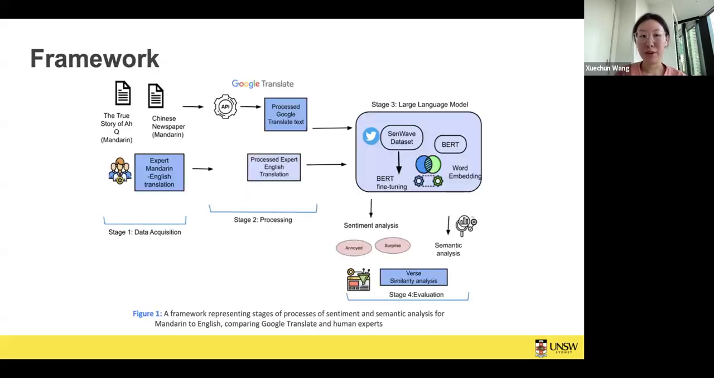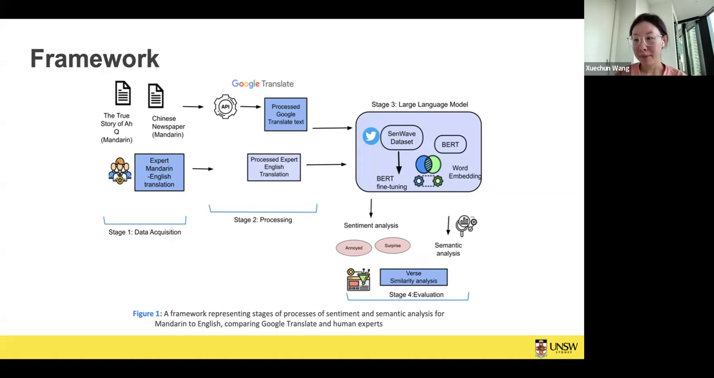Next, I'll introduce our framework diagram. In stage 1, the data acquisition stage, we scraped and collected the original text and human translations on the internet and saved them as PDF files. Afterwards, in stage 2, we apply a data cleaning step and translate the original text via the Google Translate API.